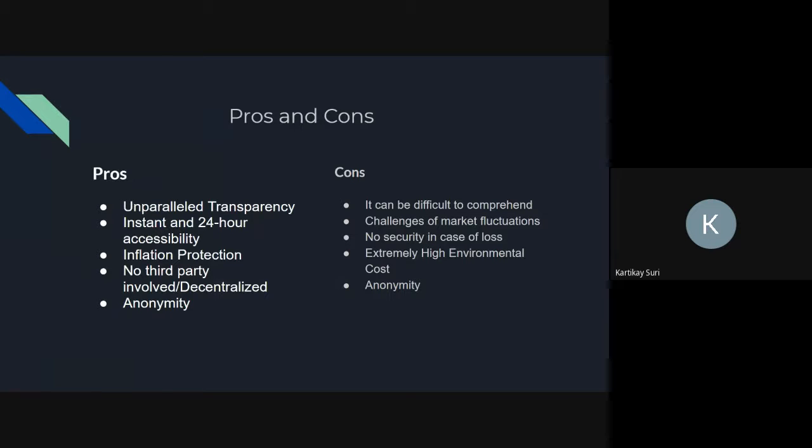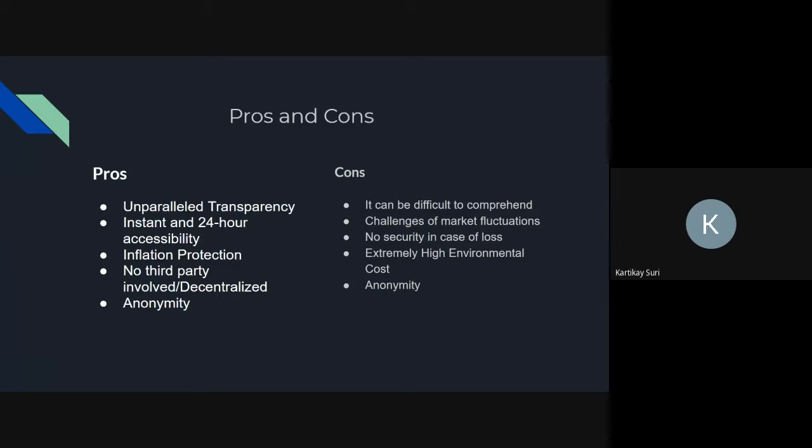There is no security in case of loss. Due to there being no central government or any agency governing or regulating this, you cannot hold anyone accountable in case a fraud or a scam is committed. That is why Bitcoin and cryptocurrencies are some of the most popular and most widely used methods of committing frauds and scams.